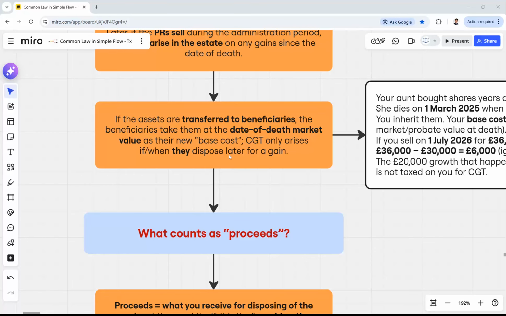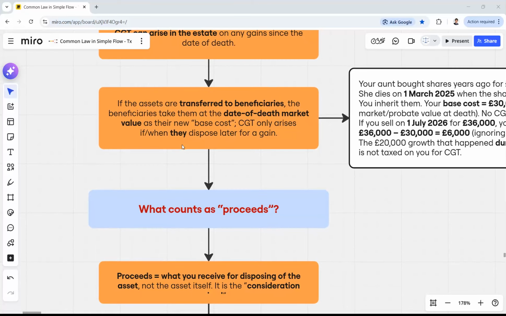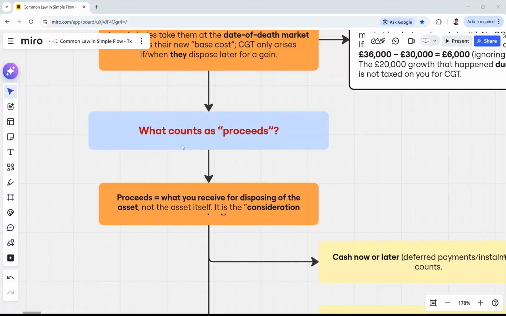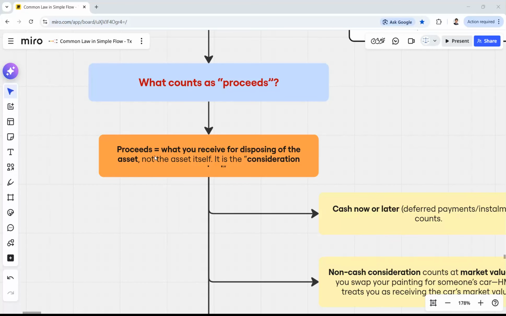The beneficiaries will get only CGT, capital gains tax, on the gain which appeared after the death of the person. What counts as proceeds?